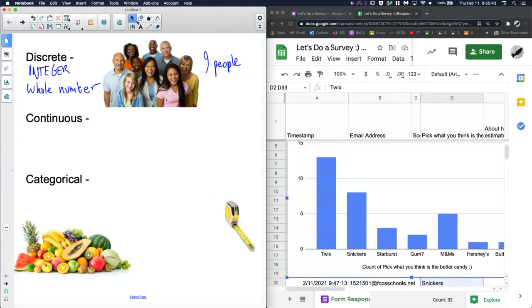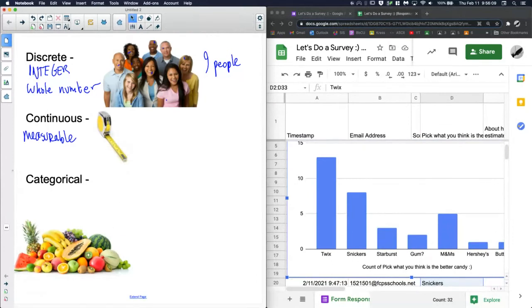Continuous. That would be like when I'm trying to build a house. It has to be measurable. Another example is, how tall are you? You can be 163.672 centimeters. It's not a whole number. It's something measurable, so you can use any number to describe it.